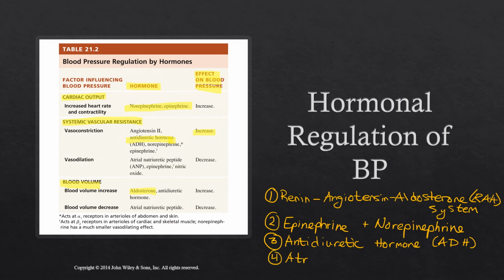Lastly is the atrial natriuretic peptide, or ANP. And ANP is actually going to lower blood pressure by causing vasodilation and also by promoting the loss of salts and water in urine, which is going to decrease blood volume.